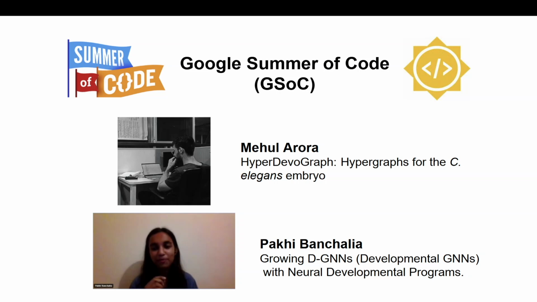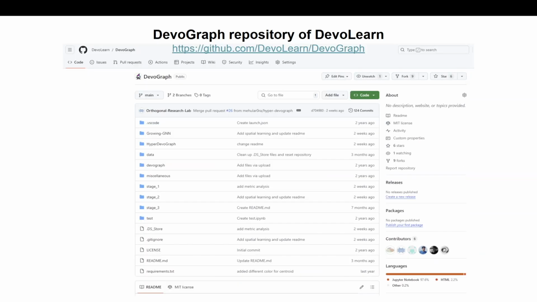So every year since 2017, we've been involved with Google Summer of Code, or GSOC. And this year we sponsored two students. We sponsored Mehul Arora, who did this project called HyperDevoGraph, which is creating hypergraphs for the C. elegans embryo from the lineage tree data, and Paki Bonchalia, who did a project on growing developmental graph neural networks with neural developmental programs. Both students contributed to the DevoGraph repository of DevoLearn at this GitHub address, and they contributed both of their projects as directories in this repository. So if you're interested in contributing in an open source fashion, please check this repository out.